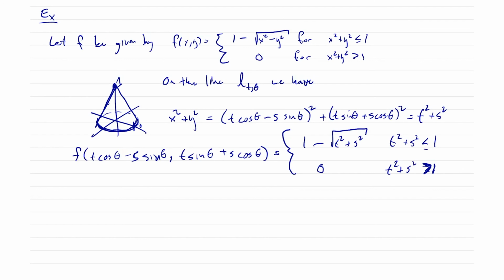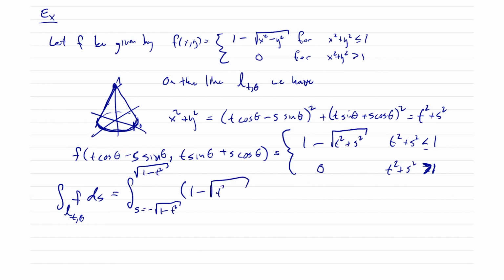so then if we want to ask what the Radon transform is, so we want to ask what the integral over L of t comma theta of f ds is, then what is this going to be? Well, this is going to be the integral going from s equal to minus the square root of 1 minus t squared up to the square root of 1 minus t squared of 1 minus the square root of t squared plus s squared times ds.